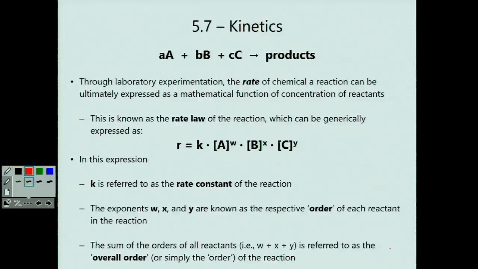The sum of the exponents of all of the substances involved, in this case W, X, Y, the sum of all that number that you get, is what we call the overall order, or simply the order of the reaction as a whole. Okay? The reason we mention this, because you're going to be doing experiments later involving enzyme kinetics, and you're going to be speaking of zero order versus first order versus this order versus that order. You need to know what that terminology is referring to.